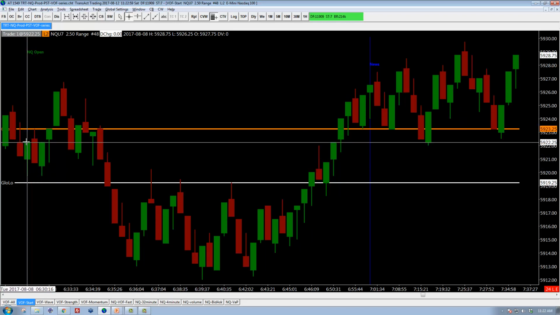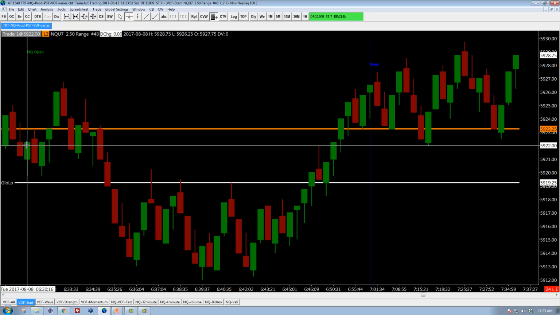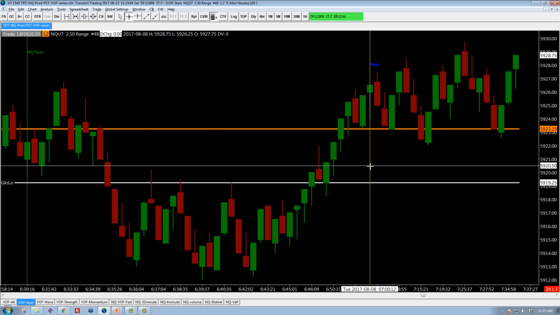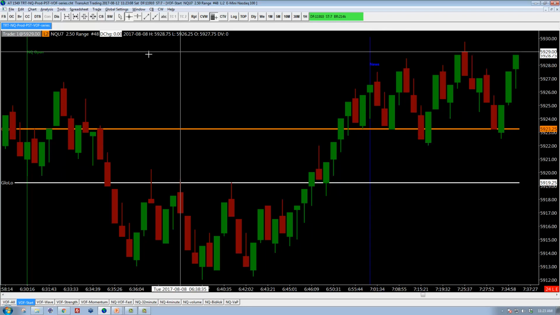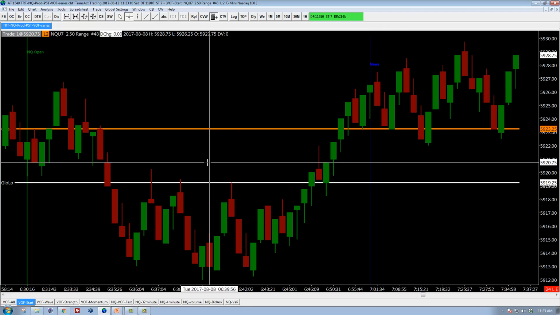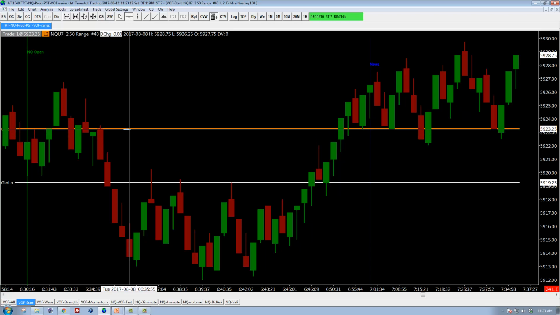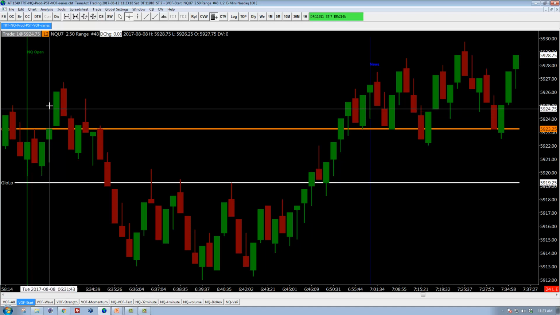On the left here is a vertical line that represents when the stock market opens. This is 6:30 Pacific. And then 7 o'clock here is news. I just have the software draw these lines. The platform here is Sierra Chart. The orange line is the opening price, and this white line here is the overnight low, Globex low.